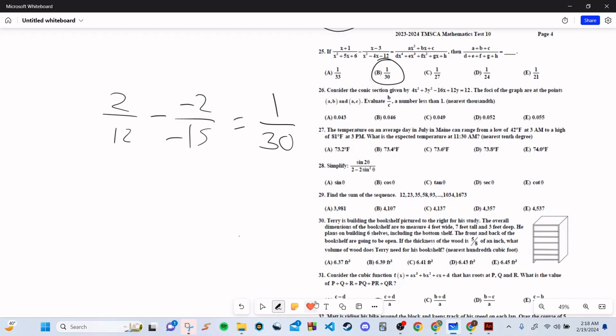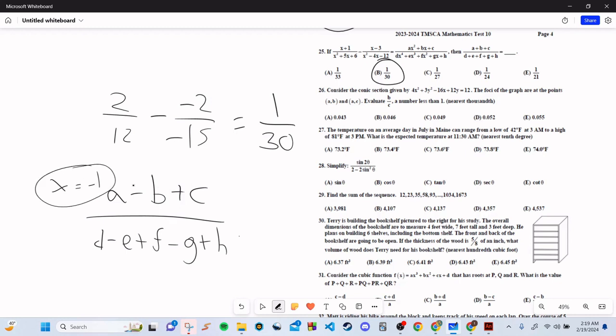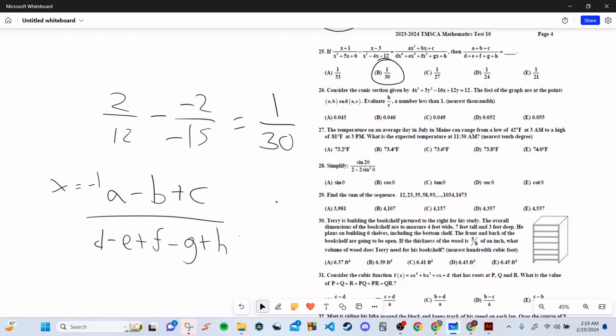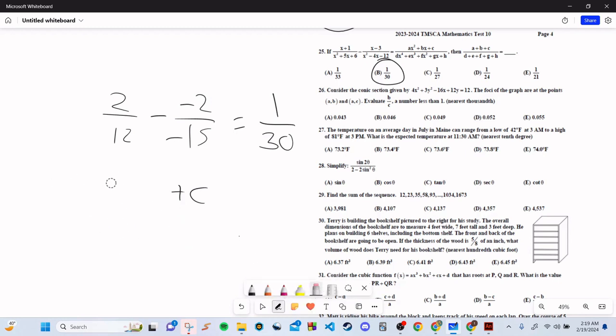Now, a variation of this that you might see is if it's asking for a minus b plus c over d minus e plus f minus g plus h. The thing to recognize here is that if you were to plug in x equals -1 into this expression, you'd end up with this output. So if instead of asking for this, it's asking for this, you'd plug in -1 to get the answer. It's a cool little time saver of a trick. So no complex multiplication there.